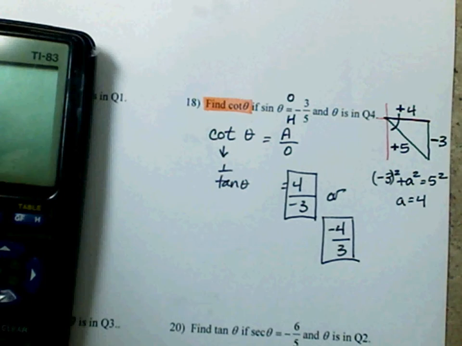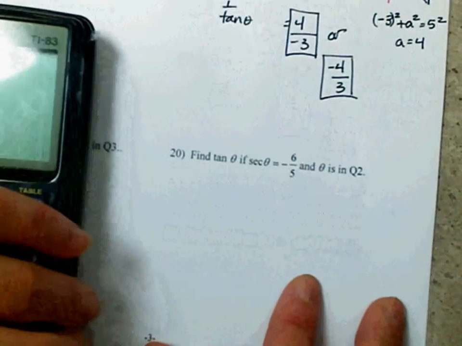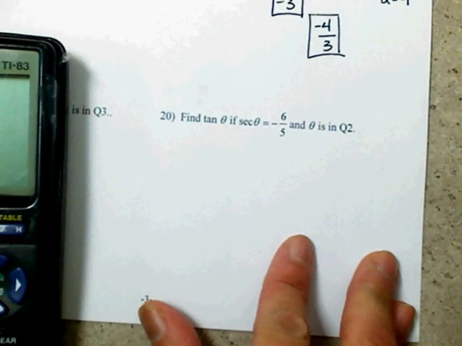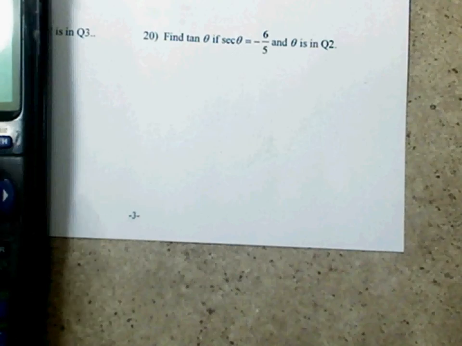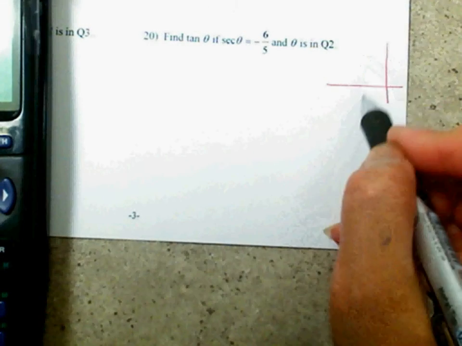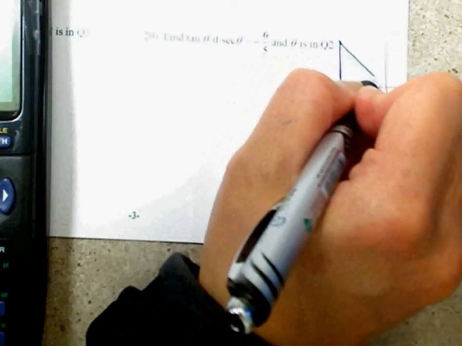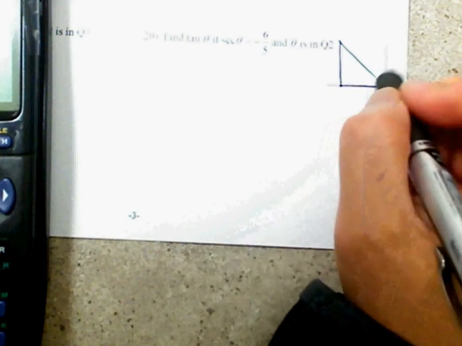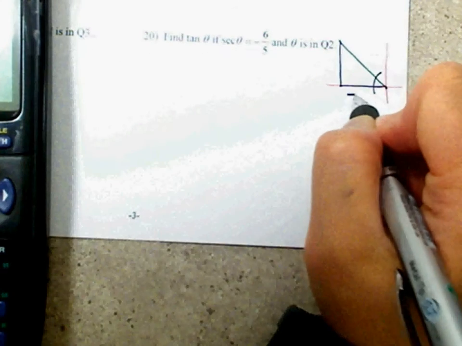Number 20. Draw your second quadrant. Make a sketch. It doesn't have to be pretty. You just need to know it's in the second. 1, 2, 3, 4. 2's right here. Make a sketch of your triangle. Label your angle of reference. Going this way, left, is negative. Going up is positive. Hypotenuse is always positive.